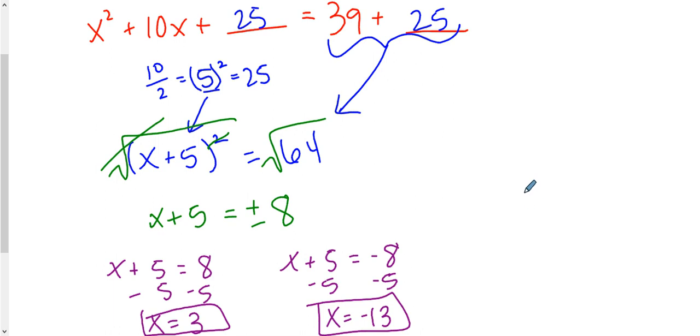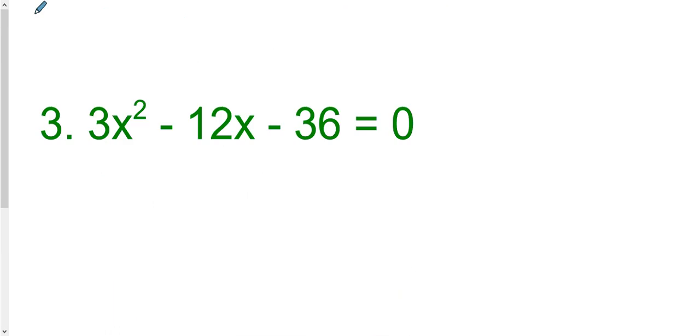I'll leave this up here for just a second so you can jot down anything you need to. Now this next example, you'll notice, looks a little bit different. It's similar, but there's a number in front. For our purposes, we can't complete the square with a number in front.